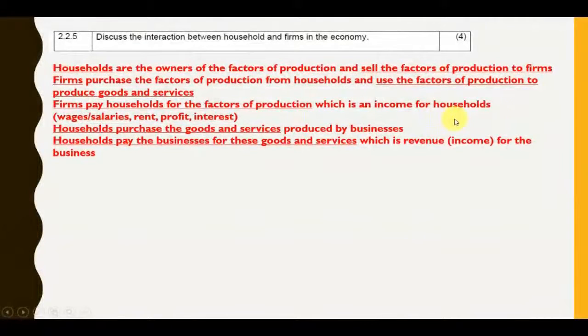And if you look at the diagram on this question, it clearly shows that. There's income and there's spending. And households purchase the goods and services produced by businesses, and of course they must pay for them. So households pay the businesses for these goods and services, which is revenue or income for the business. So it's the exchanging of goods and services and factors of production, and then the payments received and made for those.